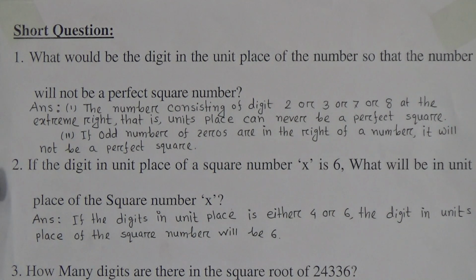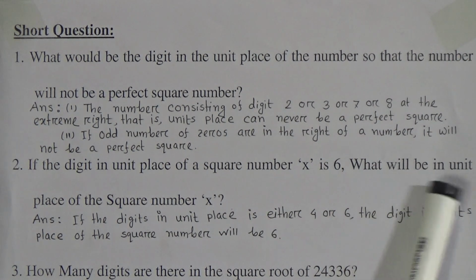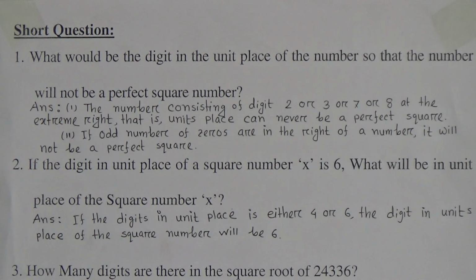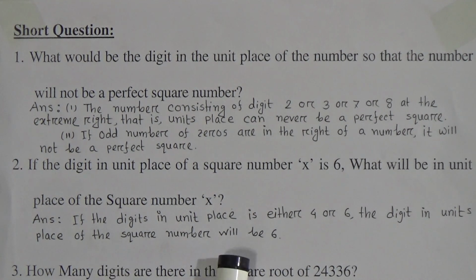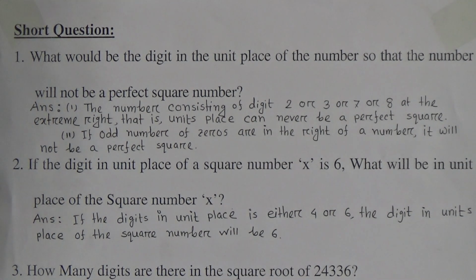Now question number 2: if the digit in the unit place of a square number x is 6, what will be in the unit place of the square number x? The answer: if the digit in the unit place is either 4 or 6, the digit in the unit place of the square number will be 6, okay.